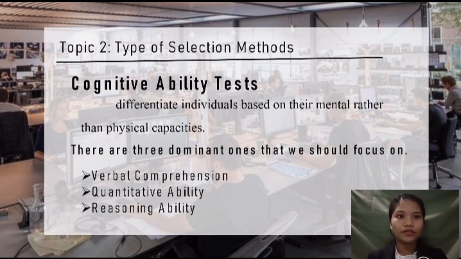There are 3 dominant ones that we should focus on. Number 1, verbal comprehension. Number 2, quantitative ability. Number 3, reasoning ability.